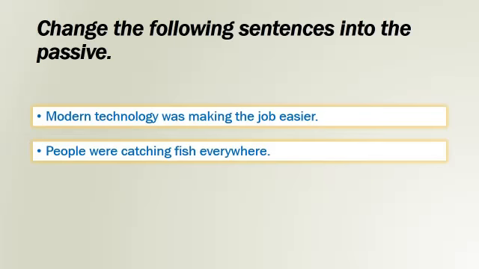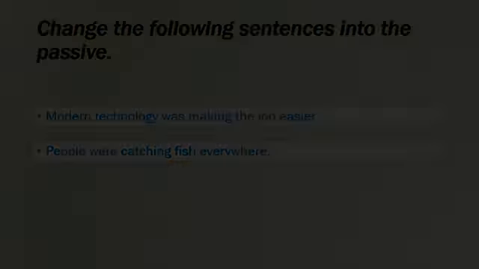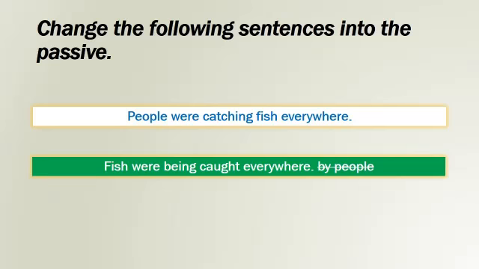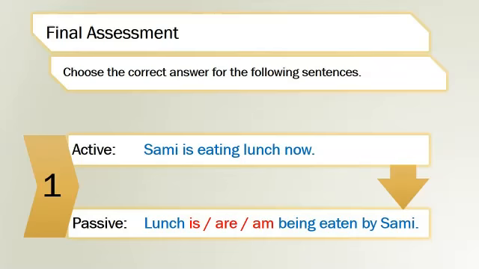For more practice, please change the following sentences from the active to the passive. As you can clearly see, they are past continuous sentences. The correct answer is, the job was being made easier by modern technology. Please check your work. As for the second sentence, the correct answer is, fish were being caught everywhere. As you can see, we don't use the subject because it doesn't give us extra information, so it is not important.